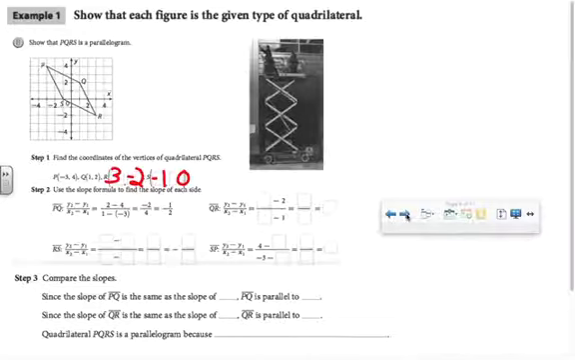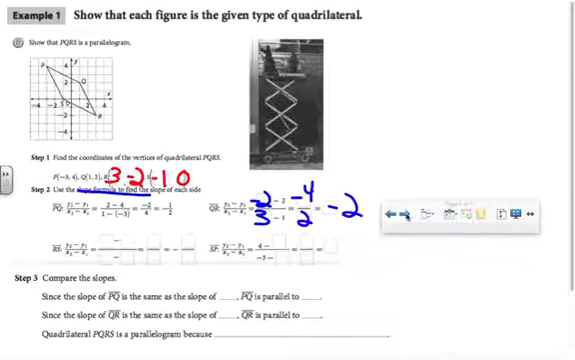QR is going to be these 2 points that I'm plugging in. So that's -2 - 2 over 3 - 1, which simplifies to -4 over 2, which again simplifies. That gives me -2.